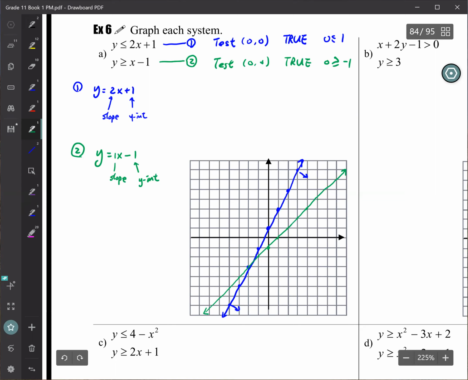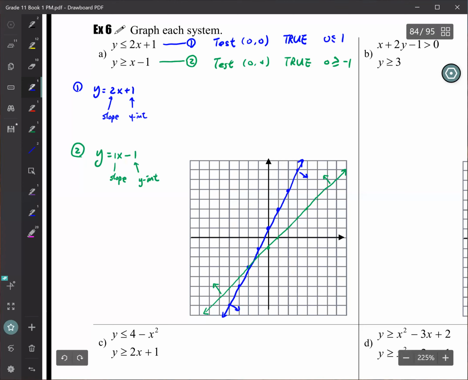Okay, so we need to shade the side that has 0, 0. So for the green one, it will be all to the left side, right? To the left and up. So you make a little arrow like that. So for the final answer, we are looking for places that they both work. Both graphs are true. That means where they overlap, okay?